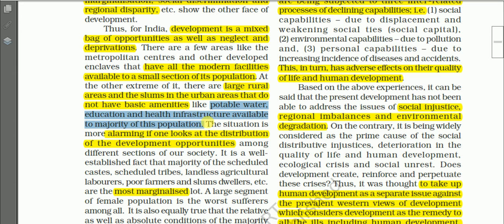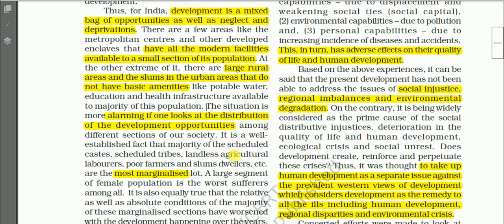So in this way, some sections are getting good facilities, and some sections are not getting the amenities. So the situation is more alarming if one looks at the distribution of development opportunities among different sections of society.